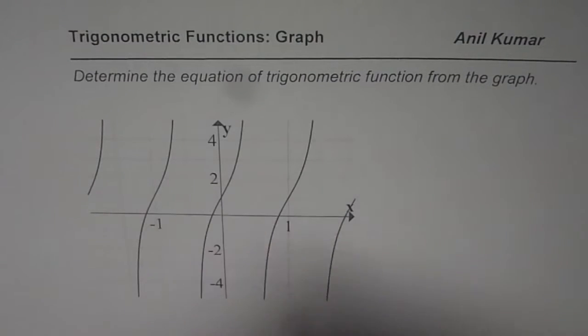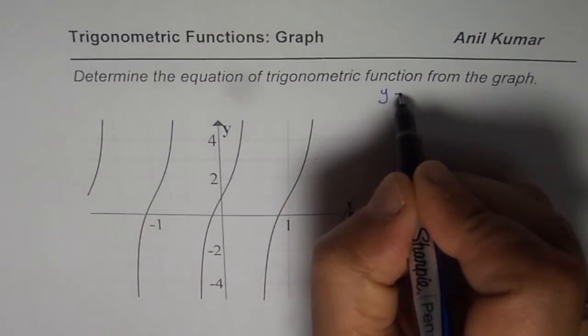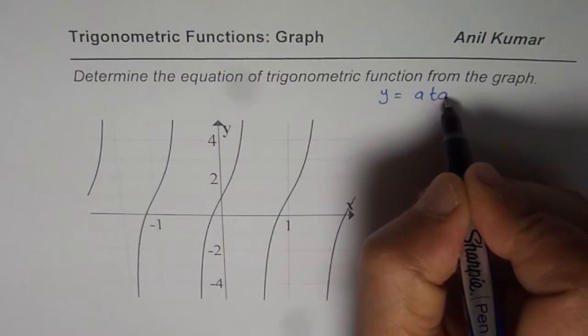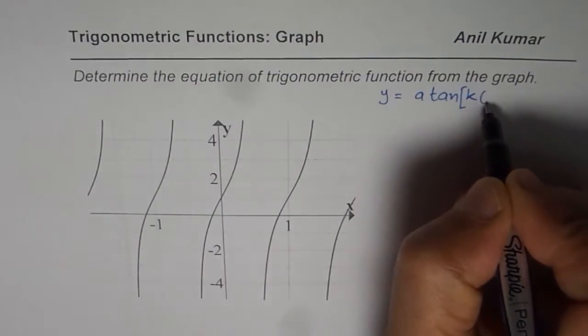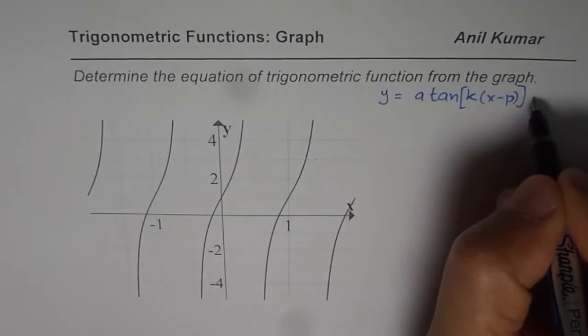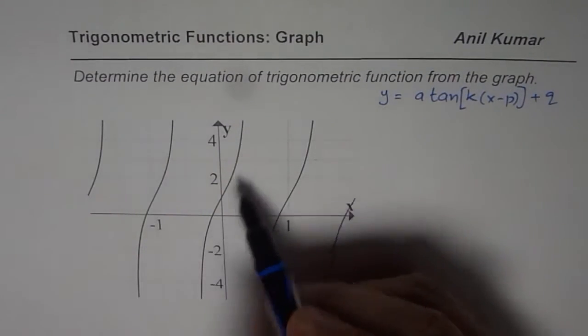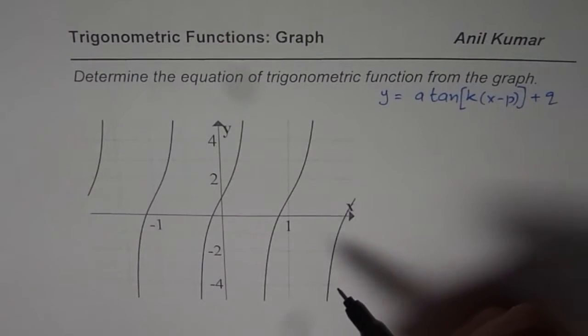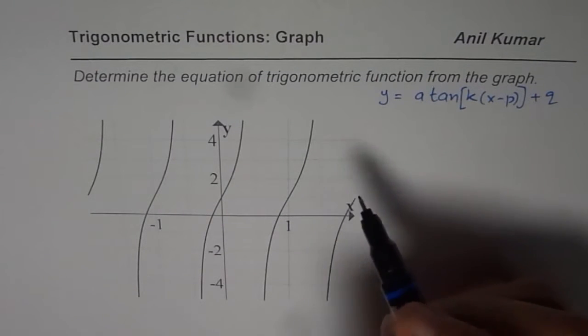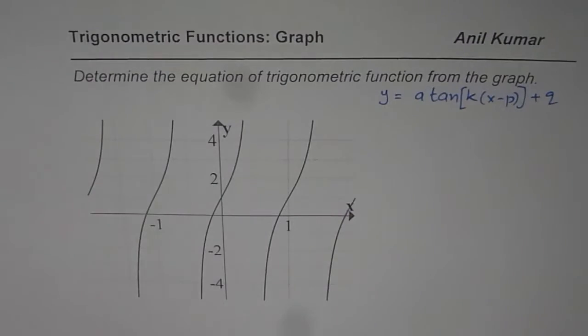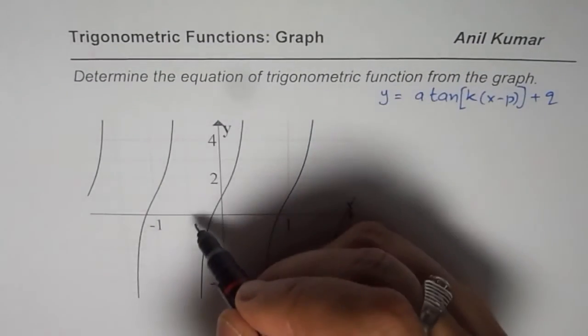So in general we can write the equation as y equals a times tan(kx minus p), let's say plus q, right? Now we'll find the different parameters using the graph given to us. We should begin with the vertical asymptotes. Since you can see that there are vertical asymptotes, let me just sketch them.